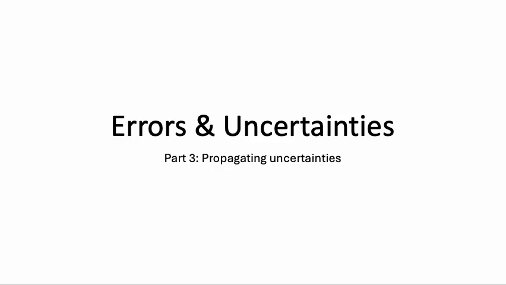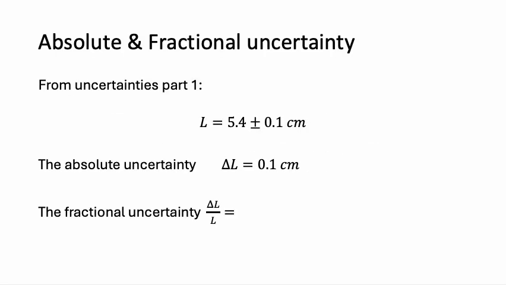This is Errors and Uncertainties, Part 3, Propagating Uncertainties. What this means is calculating things from our measurements and then finding the uncertainty in our calculated quantity. Before we get into that, we need to make one little distinction.